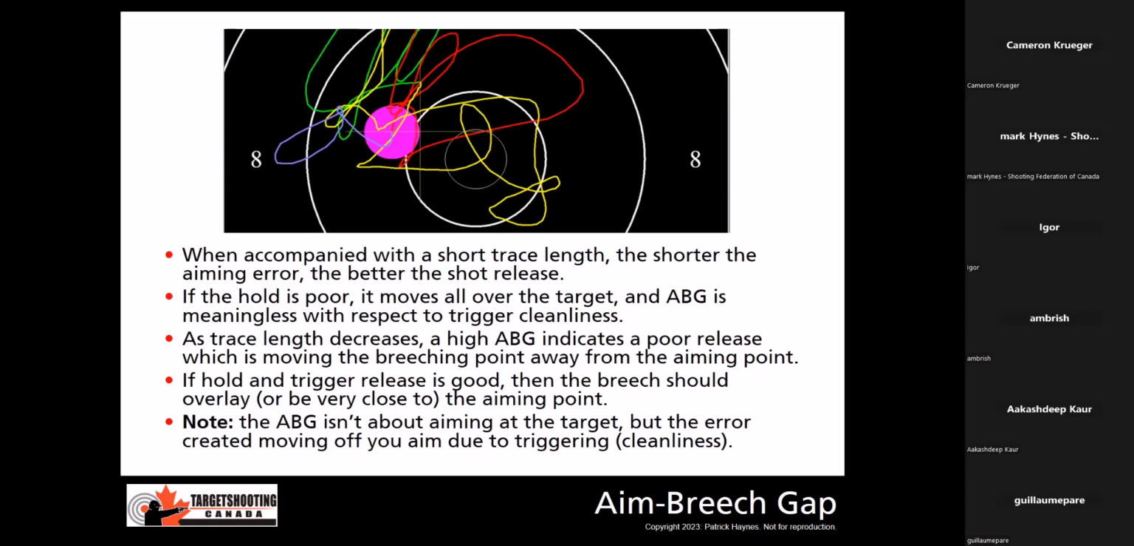And if hold and trigger release is good, then the breach should overlay or be close to where you're aiming at. So you should have your plus and you should have a shot right on top of it. The aim breach gap isn't about aiming at the target, but the error created due to bad triggering. That's really what it's about. As we can see here, this is a nice shot. They're probably, again, about 2 millimeters off. We can see that half a pellet width is away from the aim breach gap mean point of aim.